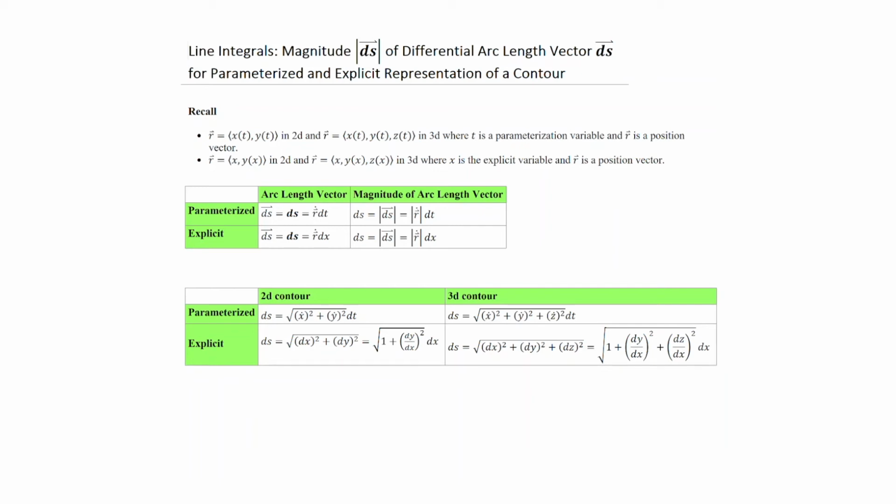And for the explicit case, ds is just the square root of dx squared plus dy squared, but you can factor out dx. So if you factor dx out of the square root sign, this becomes the square root of 1 plus (dy/dx) squared, times dx. And similarly here for the 3D case, you can factor dx out, and you'll end up with the square root of 1 plus (dy/dx) squared plus (dz/dx) squared, and then outside the square root, dx.